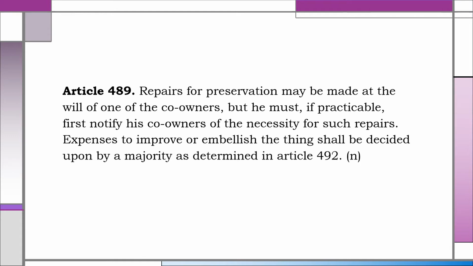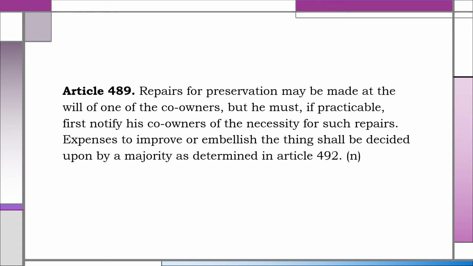Repairs for preservation may be made at the will of one of the co-owners. As much as possible, notice should be given to the other co-owners. The lack of notice only gives rise to the presumption that the repairs were not necessary. However, this can be proven otherwise. Article 489 is a case where one co-owner can bind the others. The other instance is under Article 487.